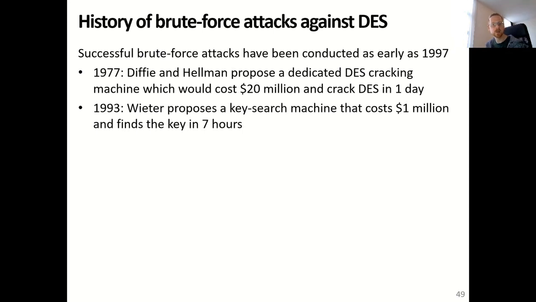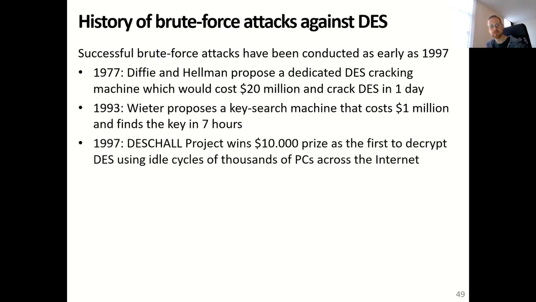In 1993, a better design was proposed that would cost only $1 million and could find a key in about 7 hours. A few years later, the DESCHALL project was the first to decrypt an actual DES encrypted message, at least publicly, using a distributed algorithm that used the idle cycles of thousands of computers across the internet. And they actually won a prize for that.